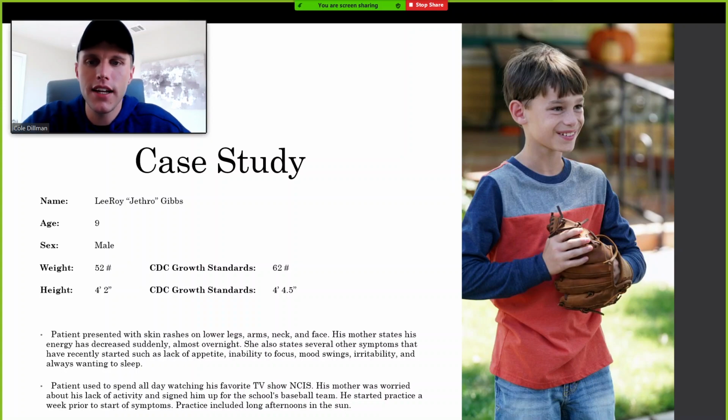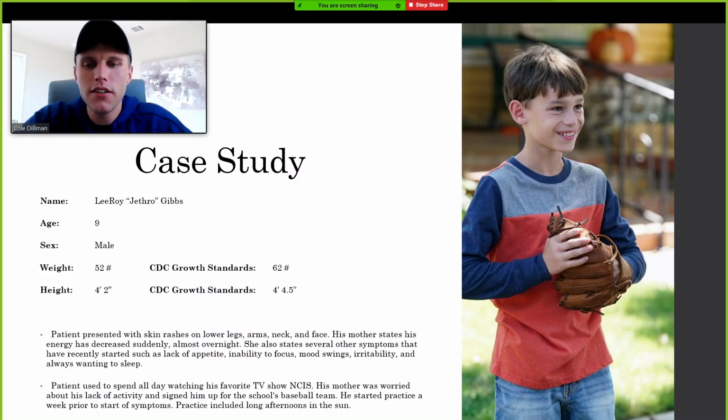Now, here is the case study. His name is Leroy Jethro Gibbs. He's 9 years old. He's a male. His weight is 52 pounds, which is a little below the CDC growth standards, and his height is 4'2", which is also just slightly below the growth standards.